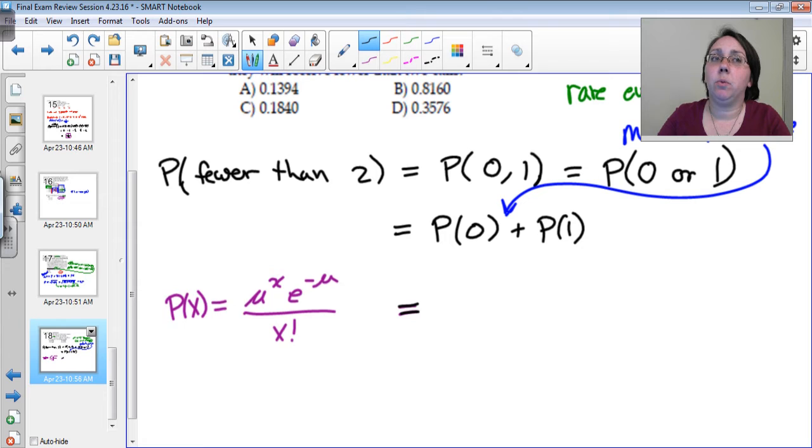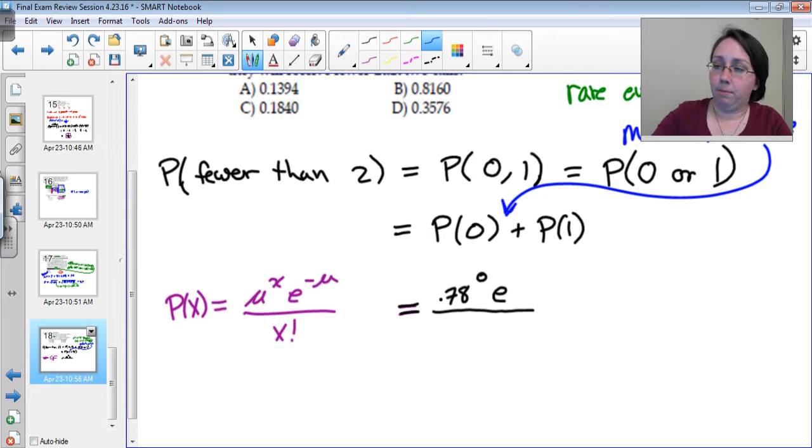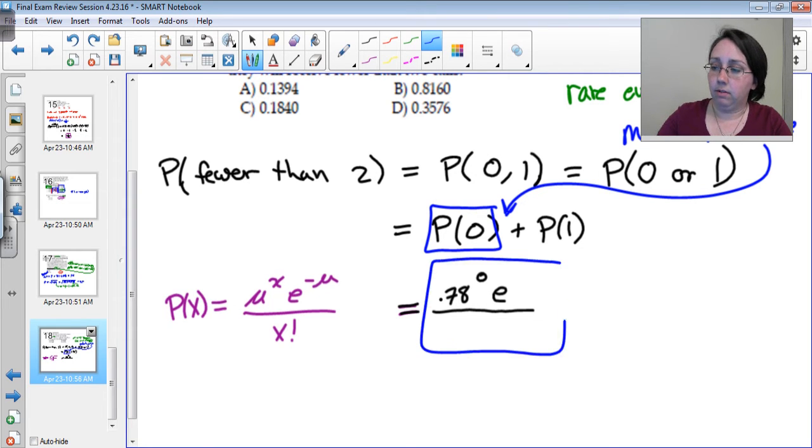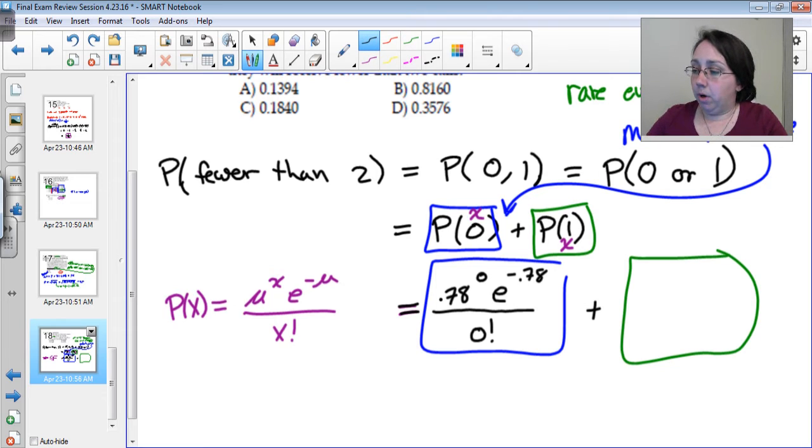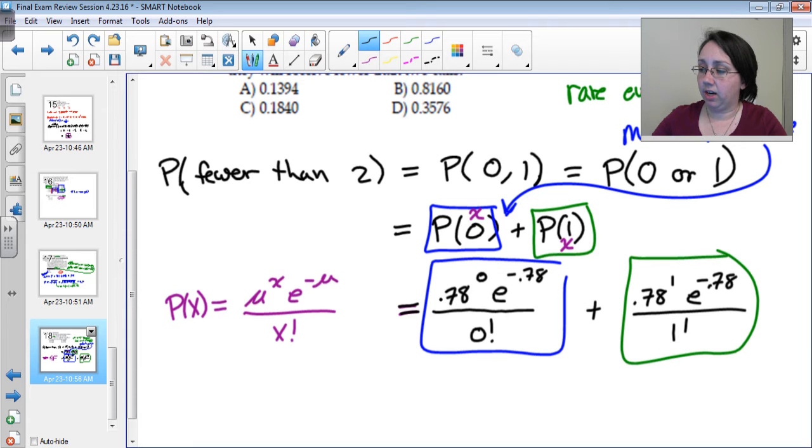What do we plug into this formula? What is mu? 0.78 to the x power, e. Yes, you're right. So here's the P0, plus we'll have to do P1 as well, e to the negative 0.78 over x factorial. I skipped a step. I forgot to mention, x is the value in the parentheses of the P. The other one is 0.78 to the other x. The x is 1 in the second probability. e to the negative 0.78 divided by x factorial.